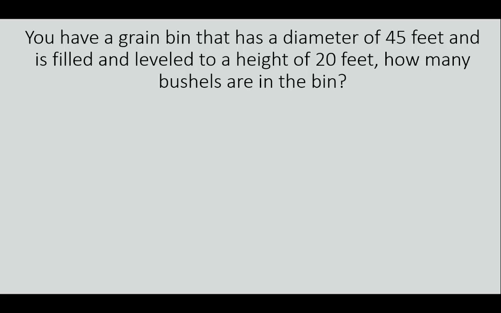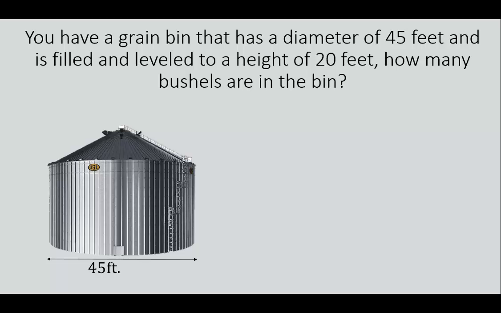Now let's try calculating the volume of a grain bin. You have a grain bin that has a diameter of 45 feet and is filled and leveled to a height of 20 feet. How many bushels are in the bin? First, let's find our volume. Grain bins usually have cone tops, but since this bin is leveled at 20 feet, we will not have to worry about the volume of the cone. All we need to worry about is the cylinder volume of the bin. For this, we will again use the equation V equals pi r squared h.